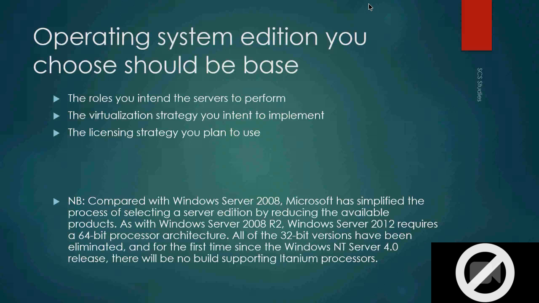The second important thing is the virtualization strategy you intend to implement. If you want to implement a virtualization strategy, you have to select the appropriate operating system that supports it. The third and most important thing is the licensing strategy. In modern operating system versions like 2012, 2016 and 2019, we all know there is some licensing difference.